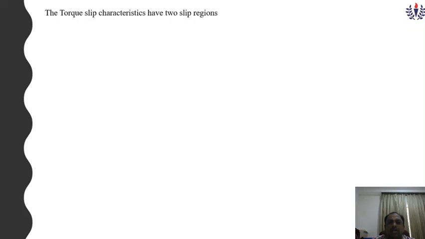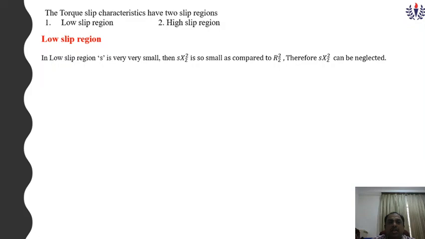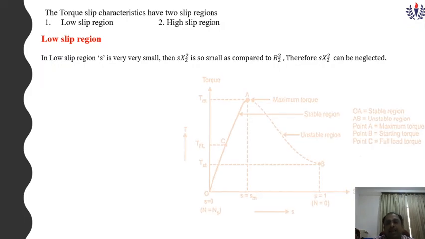The torque slip characteristics curve has two slip regions. The first one is the low slip region, the second one is the high slip region. In the low slip region, s is very small. Then the rotor reactance per phase at running, s X2 square, is so small compared to the resistance that the reactance value will be neglected.